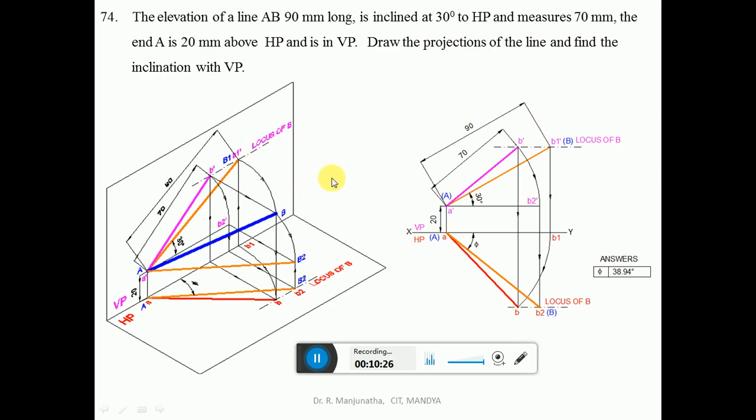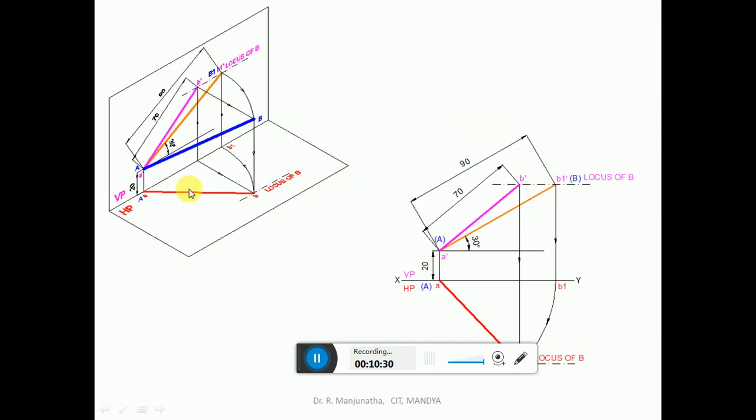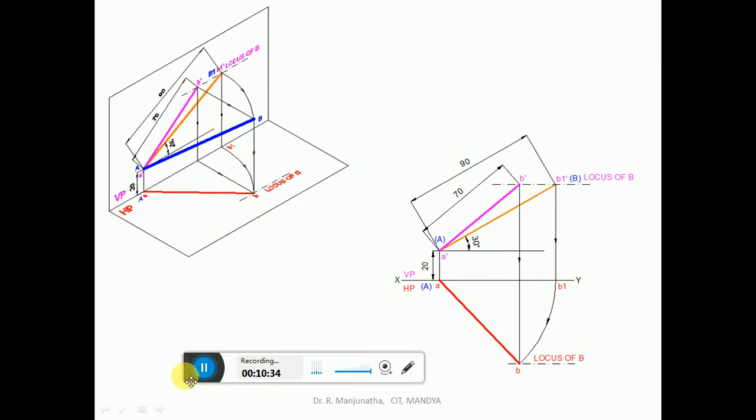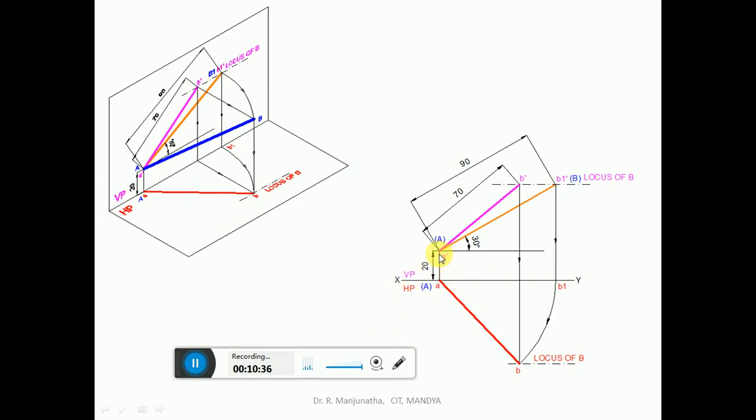Now we are going to analyze this step by step. In the first step, we draw the data which has been given. First, draw the XY line and mark 20 mm above HP and on VP, so A dash and A. And now we know the true inclination with respect to HP and also the true length. So draw a 90 mm line with 30 degrees inclination.